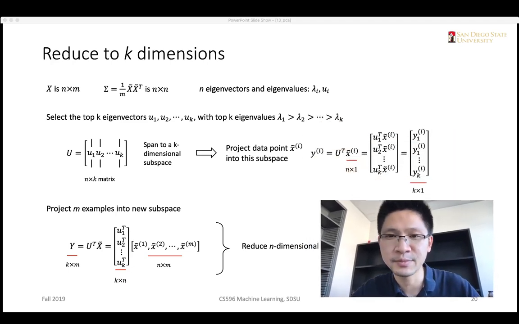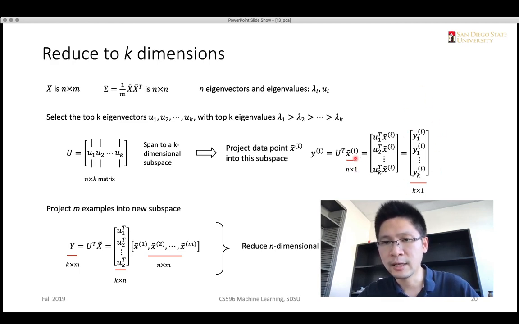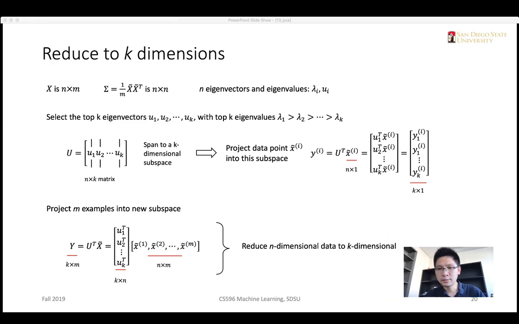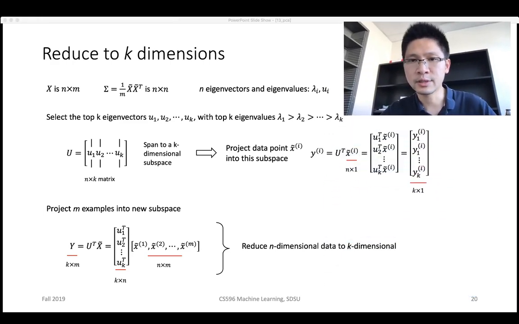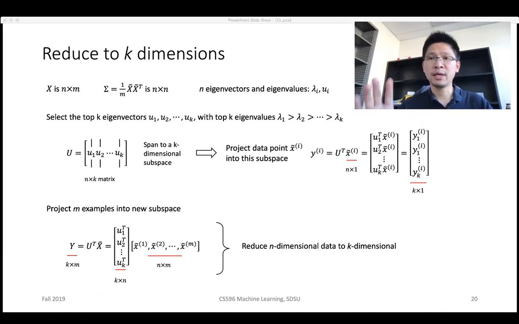Okay, let me repeat this part. If I project one data point x i, which is of n dimensions, and multiply x tilde i with U transpose, we are projecting x tilde i into a k-dimensional subspace, which results in a k-dimensional vector, which is the coordinates of that data point in the k-dimensional subspace. If we do this dimension reduction to all of our data points, then we will have a reduced dimension for the whole data set. So we reduce the dimension from n to k.